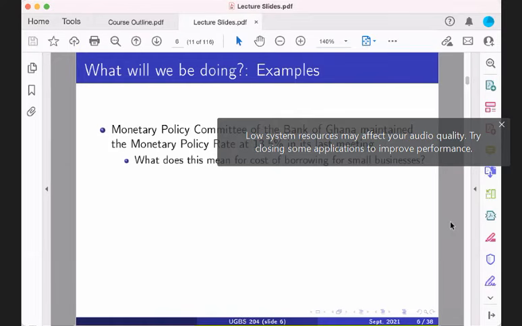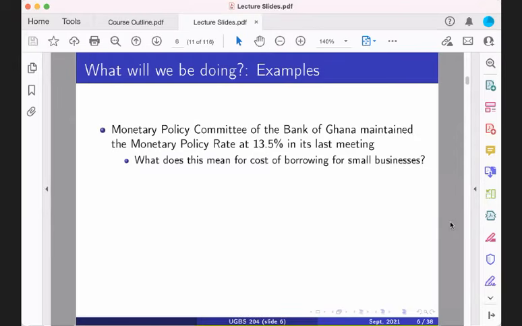You hear things like the Monetary Policy Committee of the Bank of Ghana has maintained the policy rate at 13.5% in the last meeting. There's something called monetary policy, and monetary policy, in a very basic form, is to control the financial sector. How much money is in the system? How much more do we need? How much less do we need? Currently, we are doing something called inflation targeting, where a monetary policy committee meets to undertake monetary policy using what they call the policy rate or the prime rate. Periodically, they meet to either increase the prime rate or decrease it. The intention is either to boost economic activities or reduce them. For our purposes, we want to understand what this means in terms of the cost of borrowing for small businesses. Those are the types of things we'll be looking at throughout.